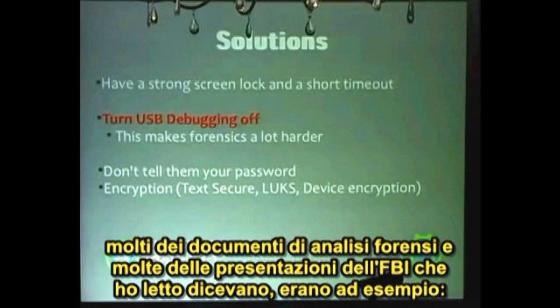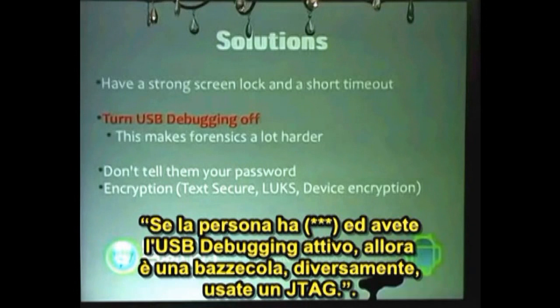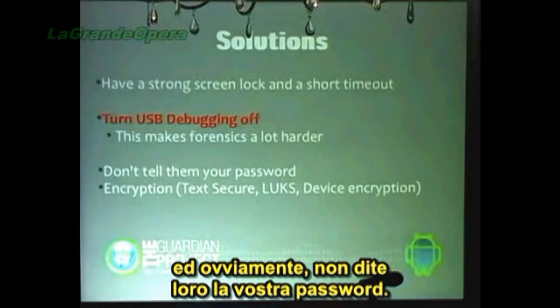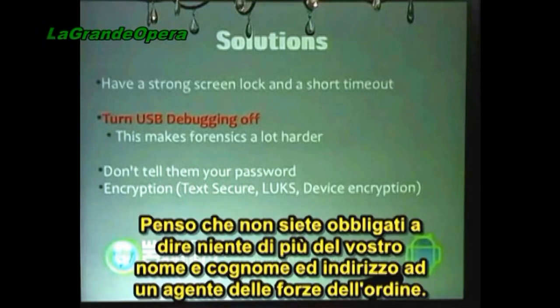A lot of the forensics analysis documents that I read, a lot of presentations from the FBI that I read, said that if the person has root and USB debugging turned on, then it's a piece of cake. If not, use a JTAG. So turn USB debugging off. It's a great way to make forensics a lot harder. And obviously, don't tell them your password. You don't have to tell a law enforcement officer anything other than your name and address, I think.